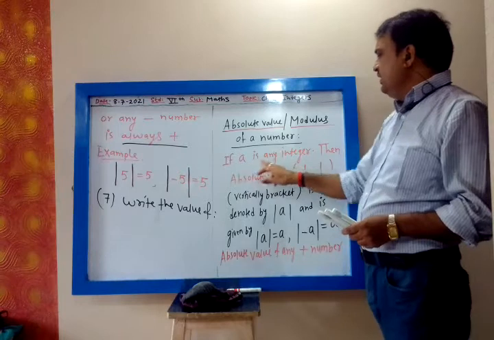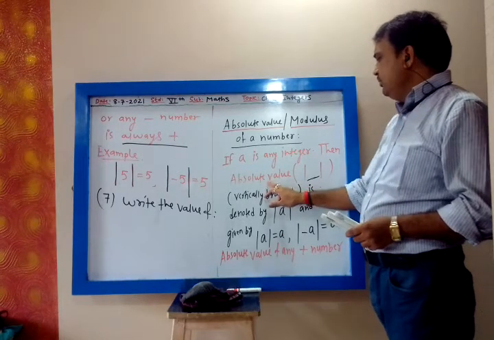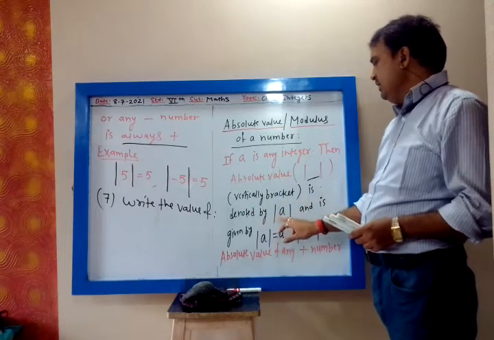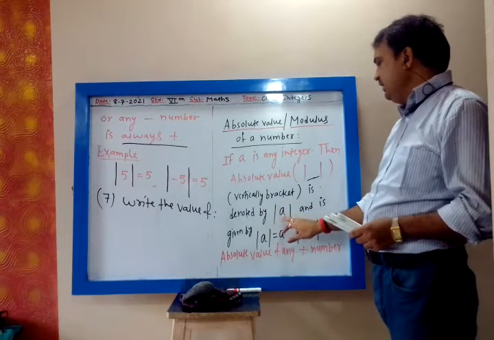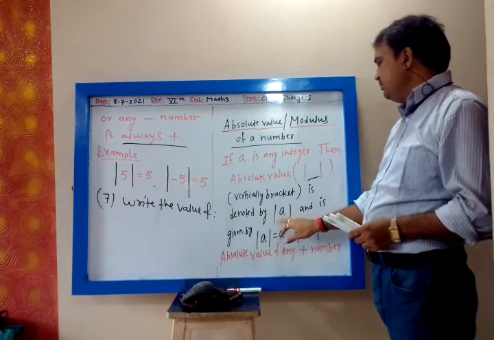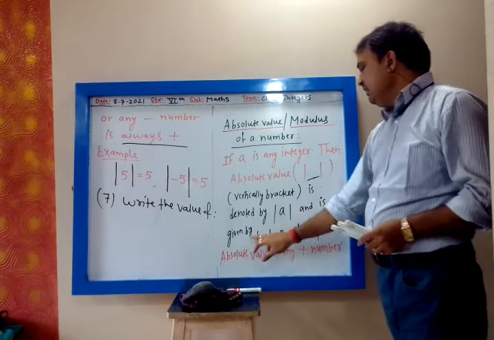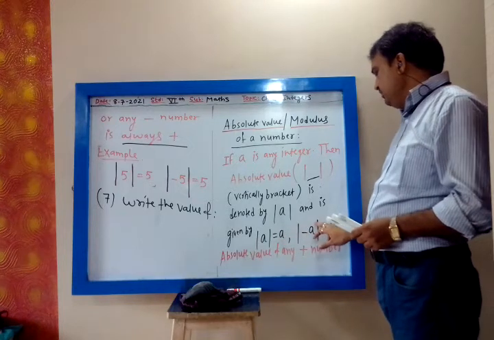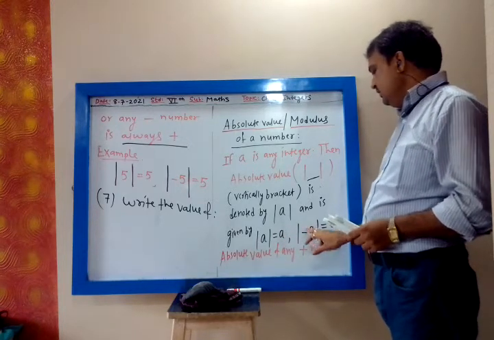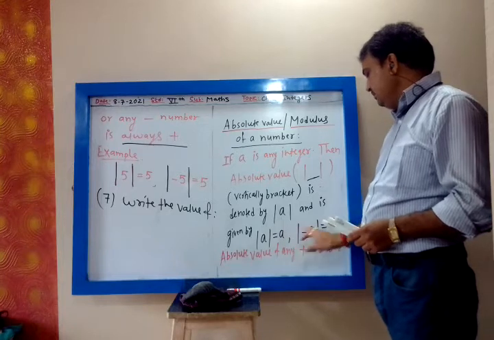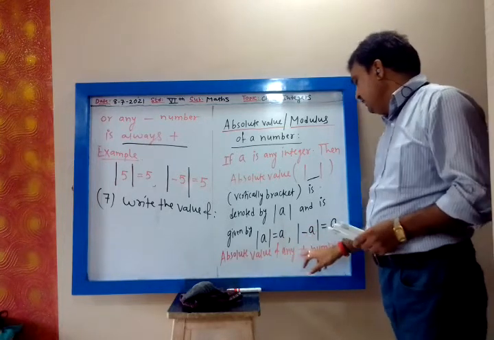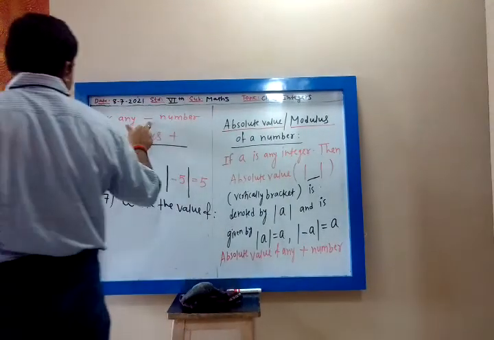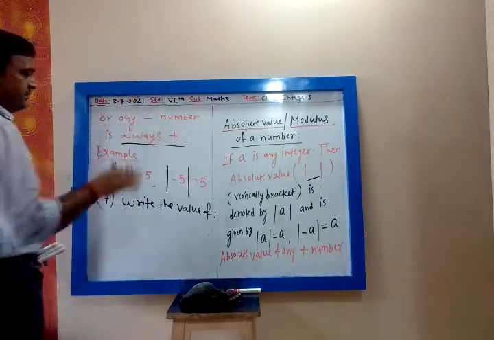If A is any integer, then its absolute value is denoted by the vertical bracket. We write A between two vertical brackets. That is called the absolute value of A, and is given by: absolute value of A is A, and absolute value of minus A is also A. So in both cases it is plus A. The absolute value of any positive or negative number is always positive.